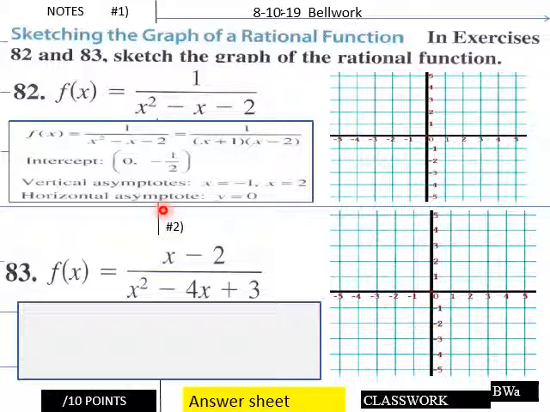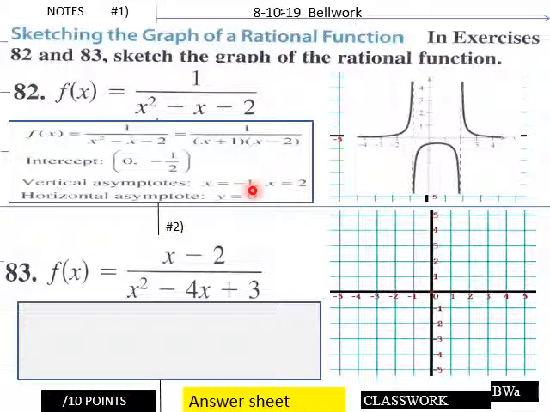We have intercepts here of 0 and negative 1/2. Then you have vertical asymptotes here of x equals negative 1 and x equals 2 from your factoring. And then your horizontal asymptote will be y equals 0. And then the sketch of that would be like that. This is what this graph should look like, students.